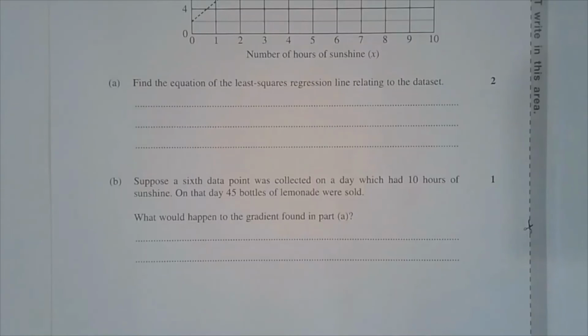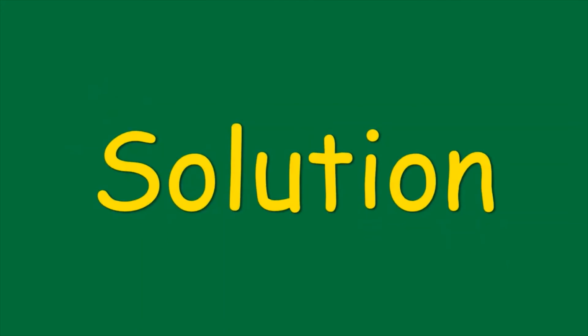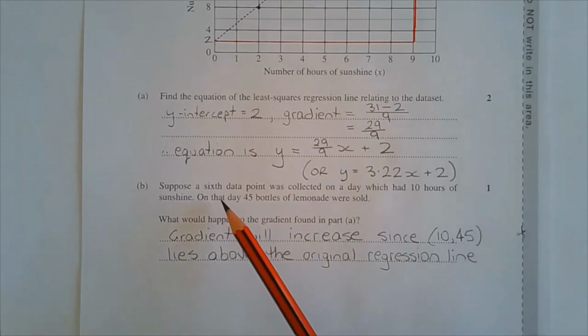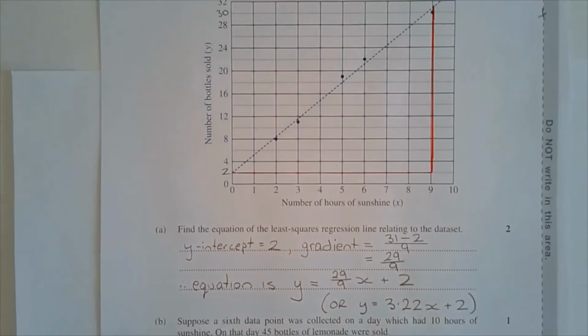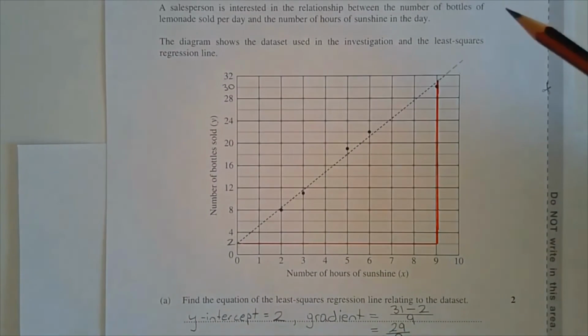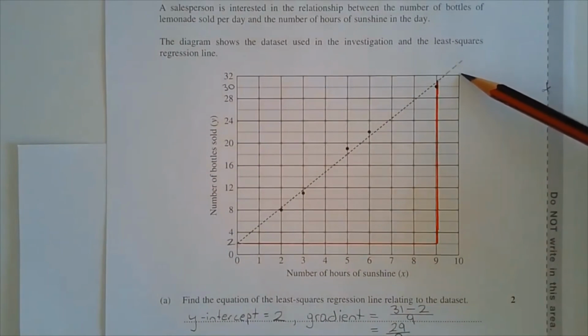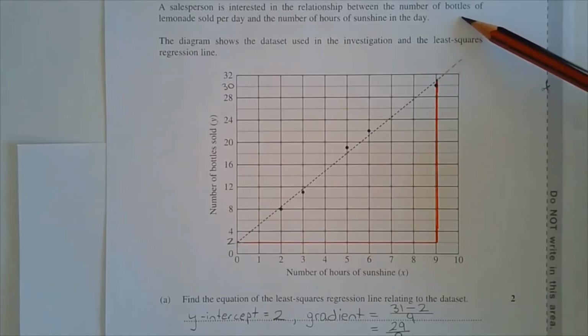Part B. Suppose the sixth data point was collected on a day which had 10 hours of sunshine. On that day, 45 bottles of lemonade were sold. What would happen to the gradient found in Part A? The coordinates of the sixth data point is 10, 45. The gradient will increase since the point 10, 45 lies above the original regression line. Referring to the original regression line, this point here is 10, 32. 10, 45 will be well above, so the gradient will increase.